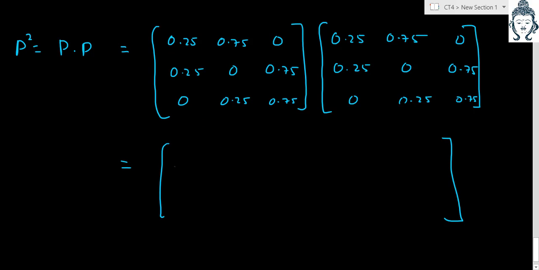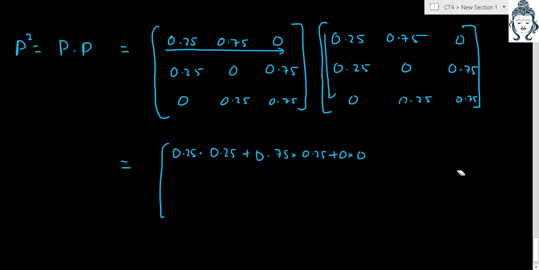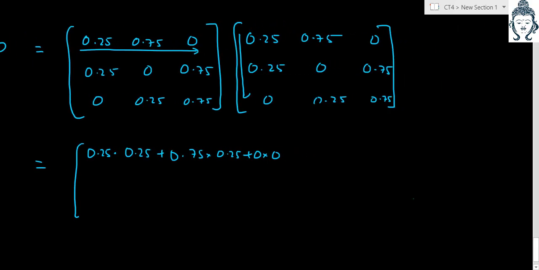For the first element of this matrix P square, I'll have to multiply the first row of the first matrix with the first column of the second matrix. So I multiply 0.25 with 0.25, and then add. Now I multiply the second element of this row with the second element of this column, so that is 0.75 into 0.25, and then the third element with the third element, so that is 0 into 0. Multiplying the first row with the first column gives me the first element.